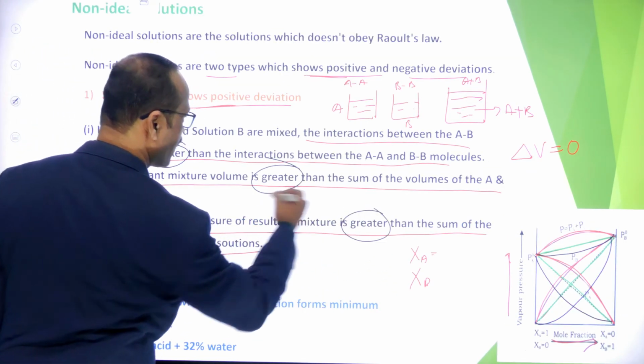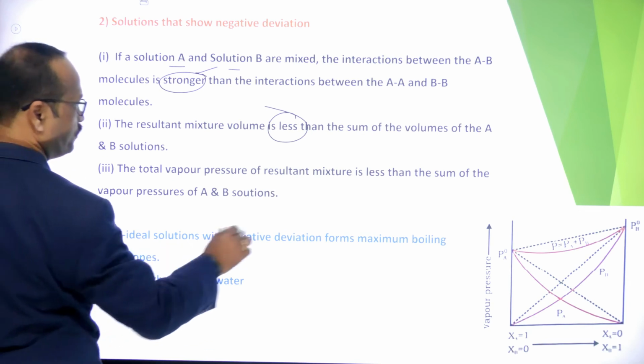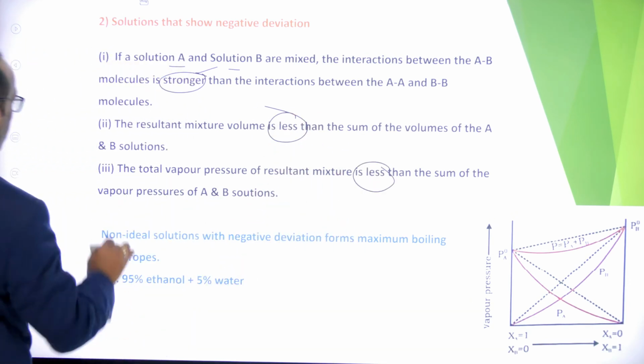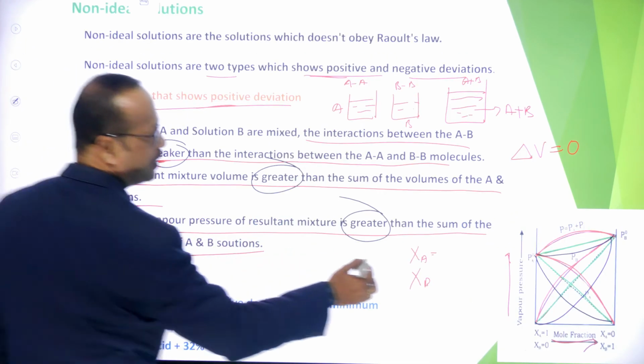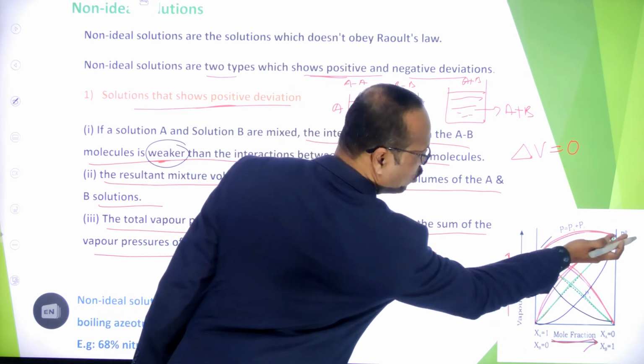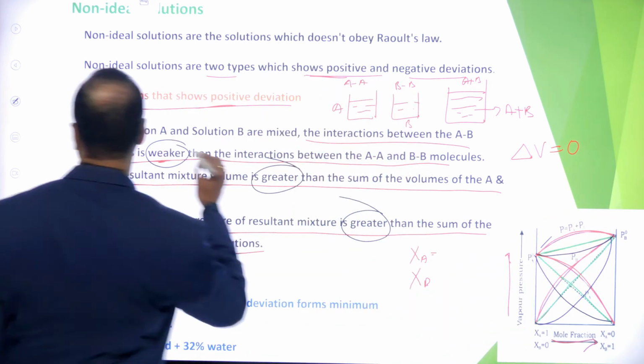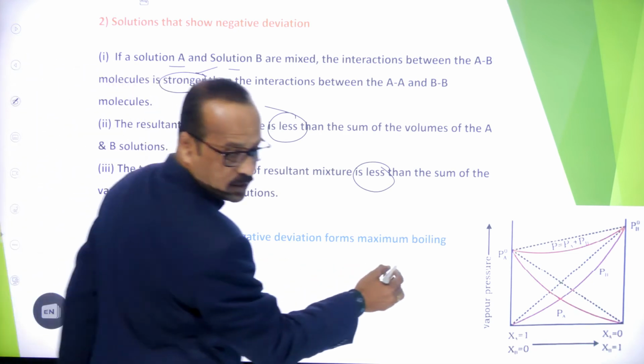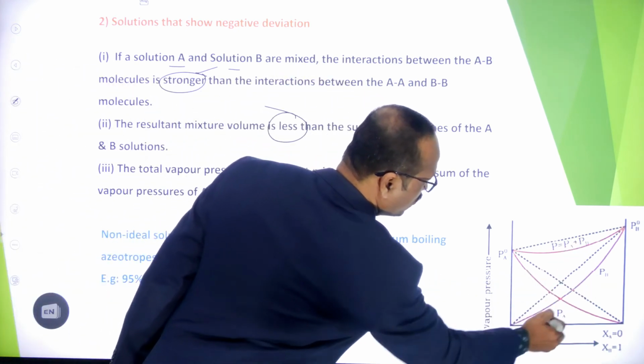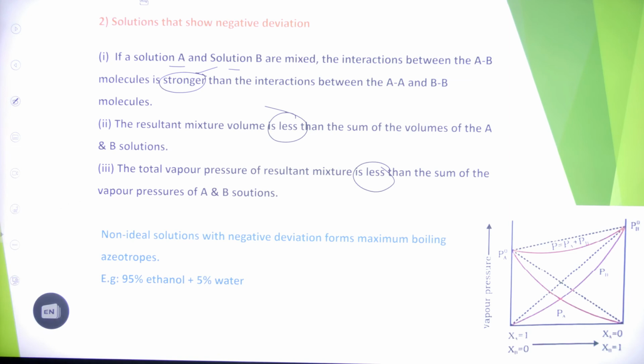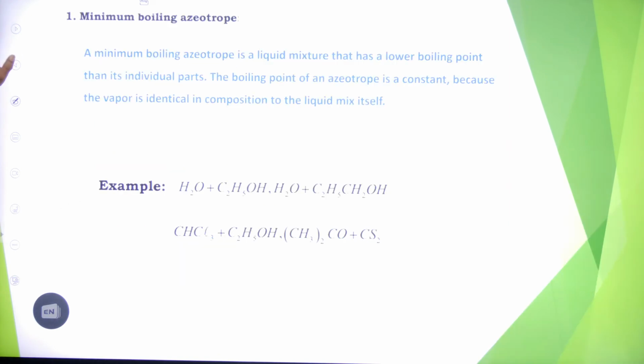Vapor pressure is greater again, and here you can see less than. Right? Now what happens here? See, the red color line is going above the green color line. Here what's happening? Here it's coming down. Did you understand? So that is about this one.